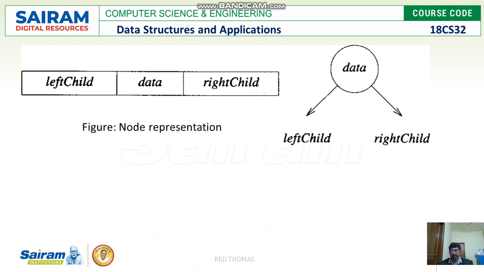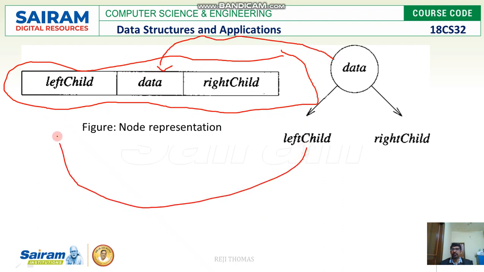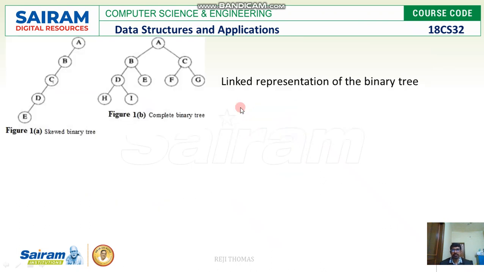This is the actual pictorial representation. As you could see in the diagram, every node is divided into three parts, and the middle one is the data part. Left child has its own separate segment, and right child has its own separate segment. So let us see a tree, and later let us see how we can represent this tree in the form of a linked list.